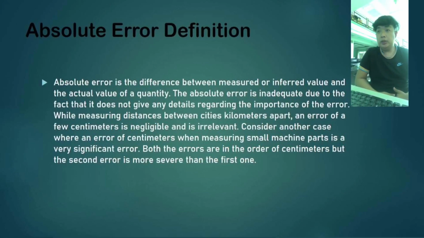Absolute error definition. Absolute error is the difference between the measured or inferred value and the actual value of a quantity. The absolute error is inadequate because it does not give any details regarding the importance of the error. While measuring the distance between cities kilometers apart, an error of a few centimeters is negligible and irrelevant.